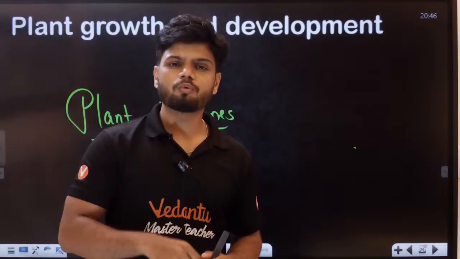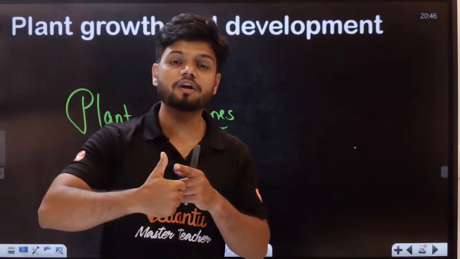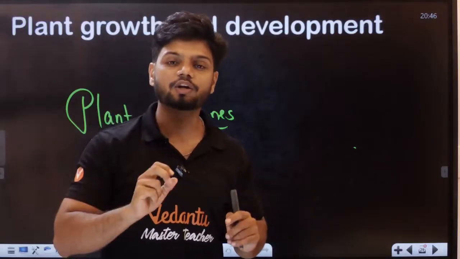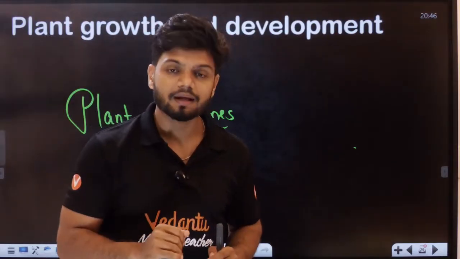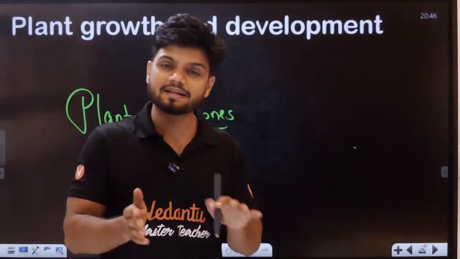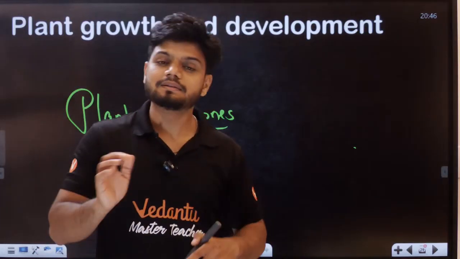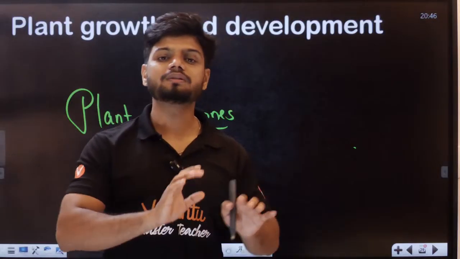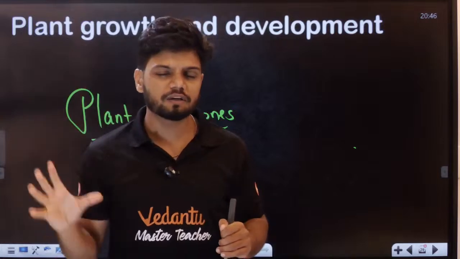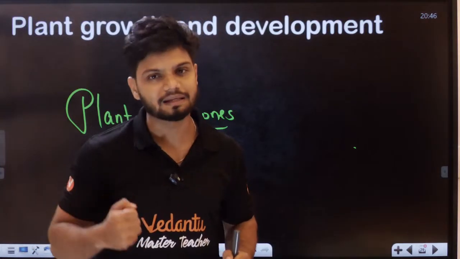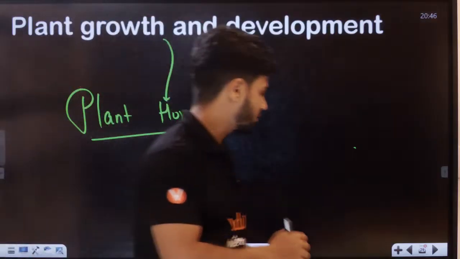Now, what type of hormones? There is auxin, gibberellins, cytokinins. These three are called growth promoters. Then there is ethylene, the gas hormone, which is neutral. It is a promoter inhibitor. Then there is ABA, also called abscisic acid, which is a growth inhibitor. All of these different hormones have different functions, which you will be learning in the coming classes, students.